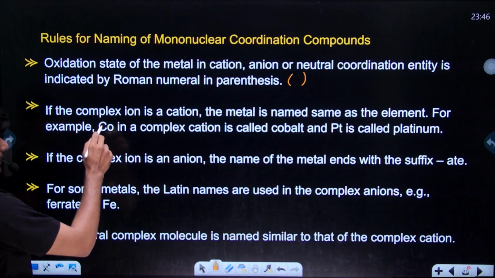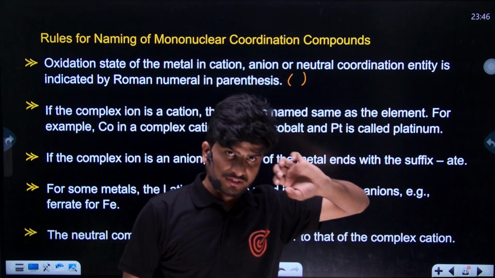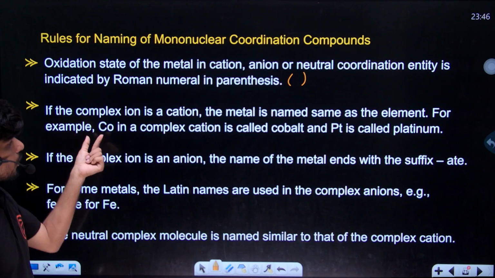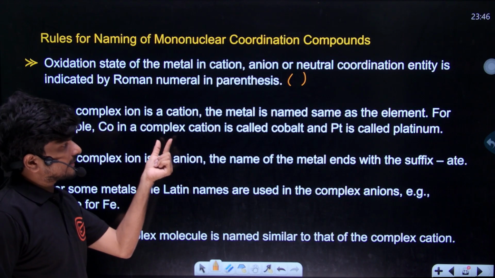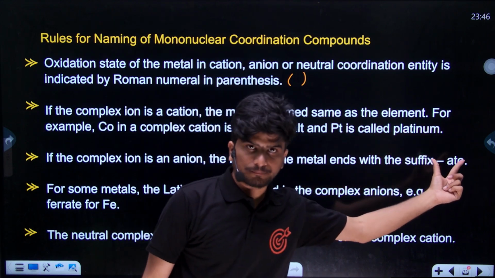If the complex ion is a cation, the metal is named as it is. For example, Co in a cation, you will call it cobalt. Platinum, Pt, you will call it platinum.